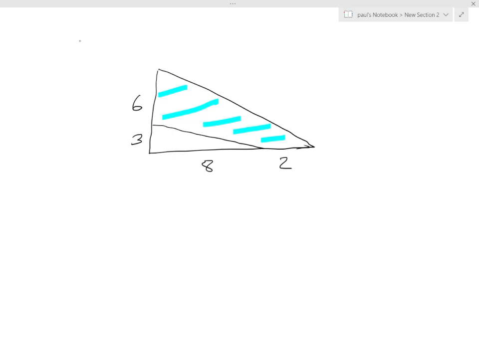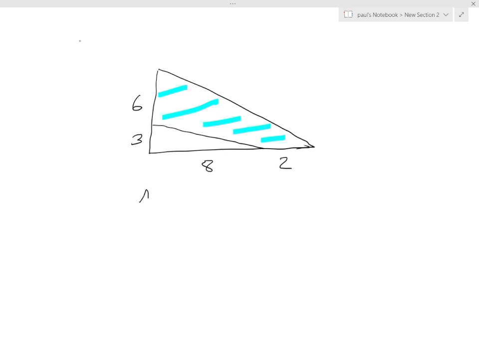Now, eagle-eyed people amongst you can see that there is a big triangle and a smaller triangle that sits within it. So if we work out the area of the big triangle and then subtract the area of the small triangle, what we're left with is the stripy bit. So that's what we need to do.